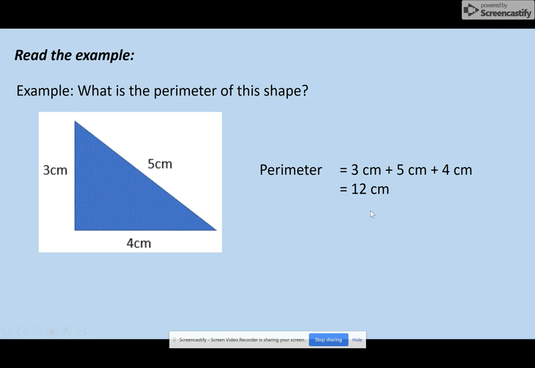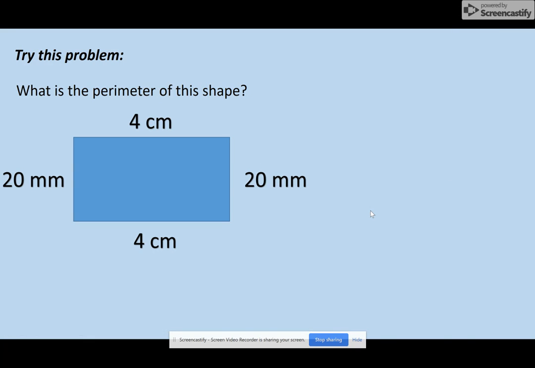So your turn now. Pause the video and have a go at calculating the perimeter of this shape.